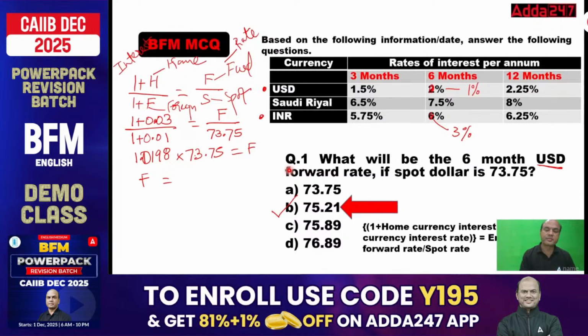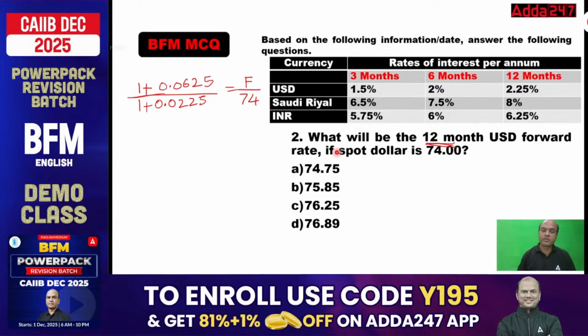Now next. What will be the 12-month USD forward rate if spot is 74? Now this you do it. Everyone try this. Same thing you have to use. Pay attention to 12 month. Follow the same formula: 1 plus H, home currency, upon 1 plus F, foreign currency interest rate, equals forward upon spot.